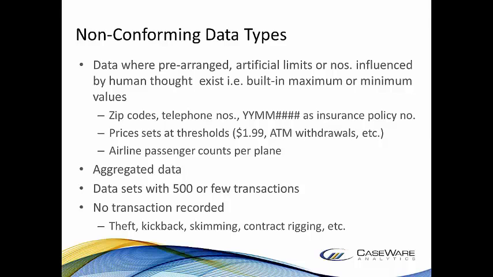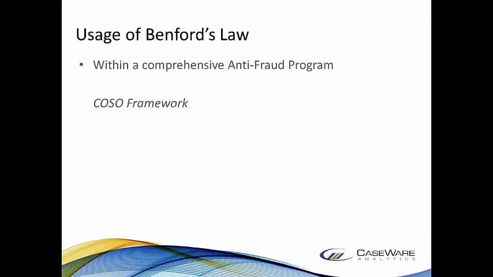For aggregate data, again, you need individual data in order for Benford's law to work. Aggregated data is grouping the data together, and grouped data applied to Benford's law is not the best. And data sets with 500 or fewer transactions make the usage of Benford's law a little bit awkward, although the first digit test may work for as few as 300 transactions, but it's not very reliable. And of course, if there's no transaction recorded, you cannot apply Benford's law on nothing that's recorded. Next slide.